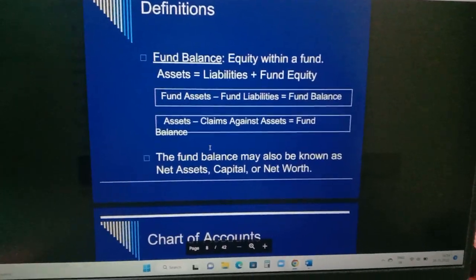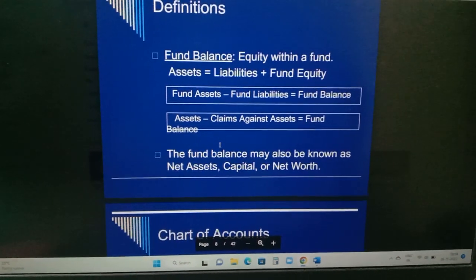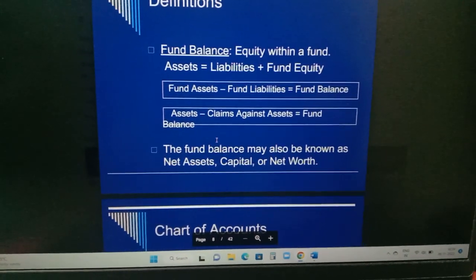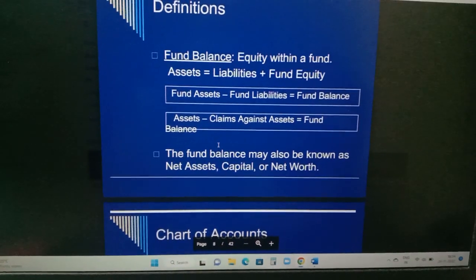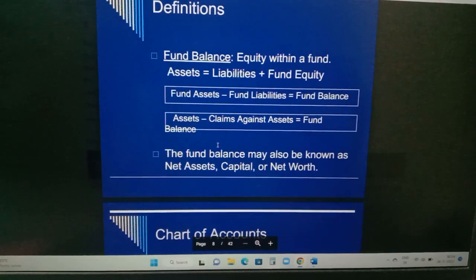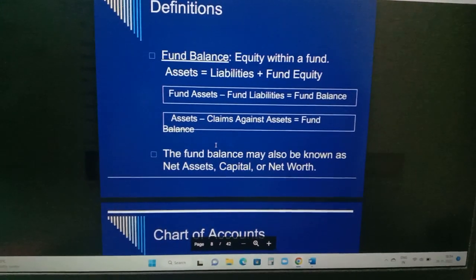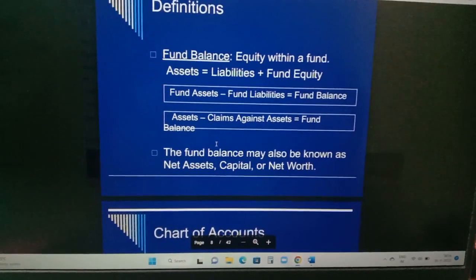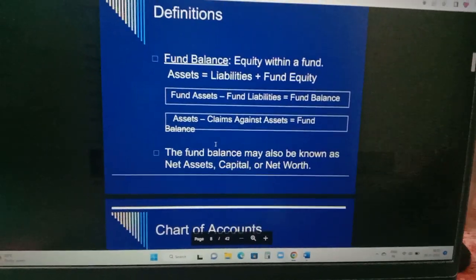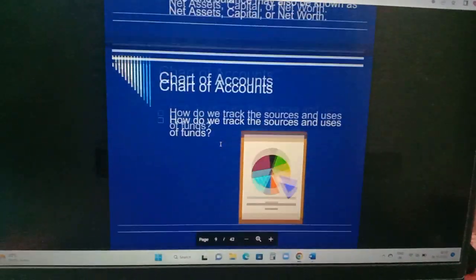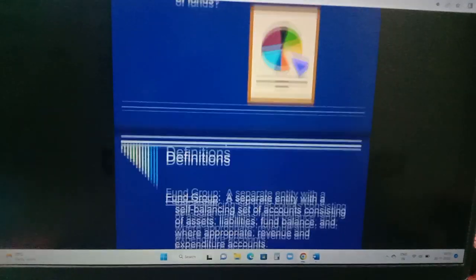Fund balance equity within a fund: assets equal liabilities plus fund equity, and fund assets minus fund liabilities equals what is called the fund balance. Assets minus claims against assets is the fund balance. The fund balance may also be known as net assets, capital, or net worth. How do we track the sources and use of funds?